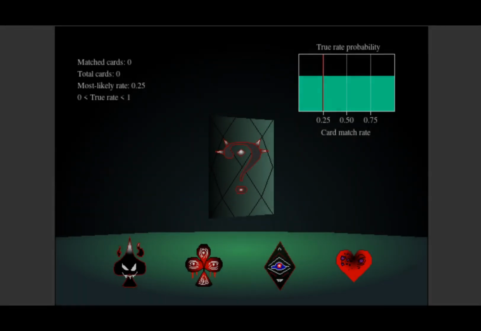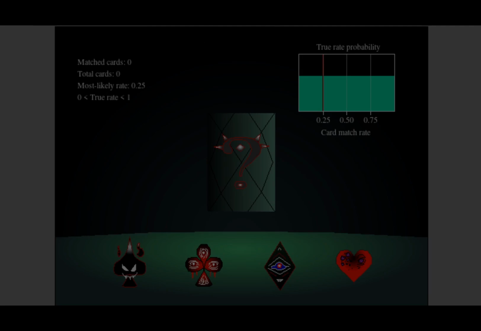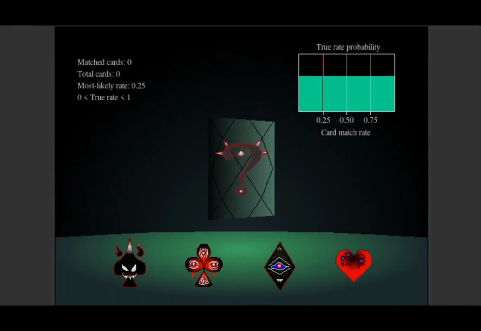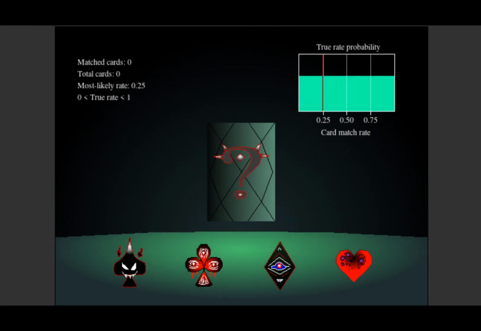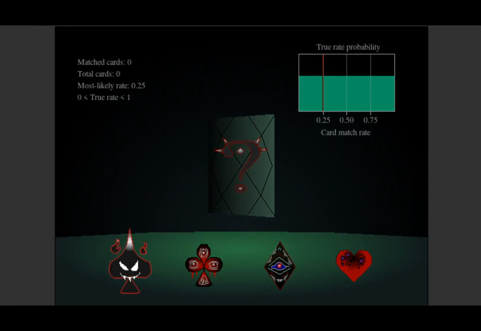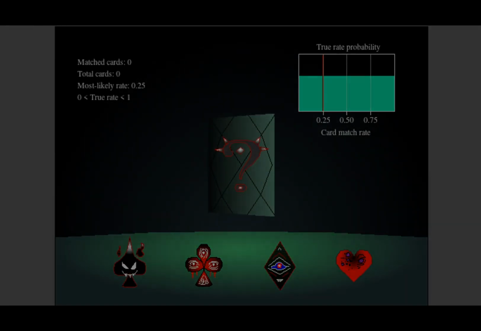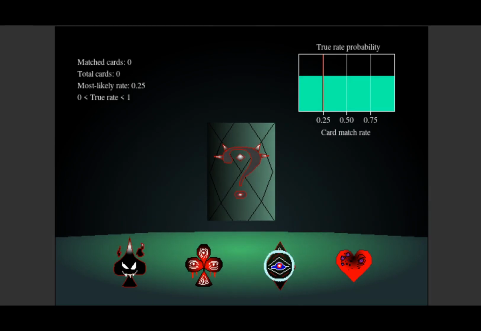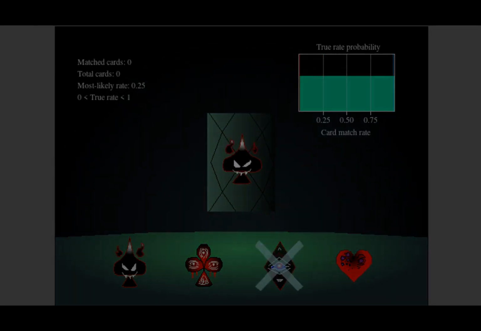Okay, so now the point of this program is that you're presented with a selection of the 4 aces, and then one card is hidden in the middle. And what you're supposed to do here is select which of the 4 aces you believe the hidden card to be, just based on your intuition. So let's say I select this one, and we can see, well, okay, that wasn't right.